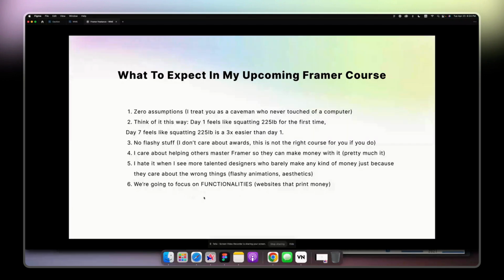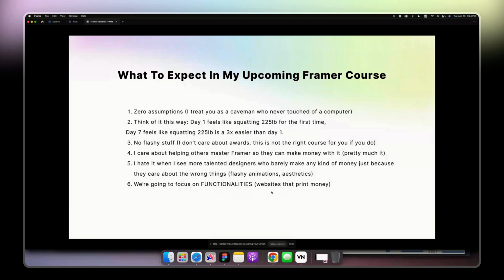Worry about functionalities. And this is why my course is more based on what to focus on: functionalities, what makes a website that prints money. This is what's important to me. I want to help you understand and teach you how you can start using Framer to create a website that you can sell, because I did it. I'm not teaching something that I didn't do.